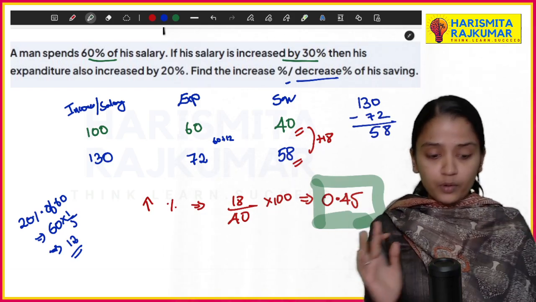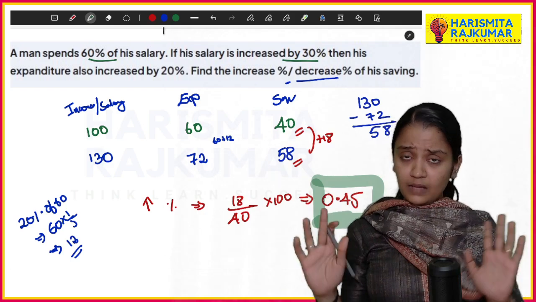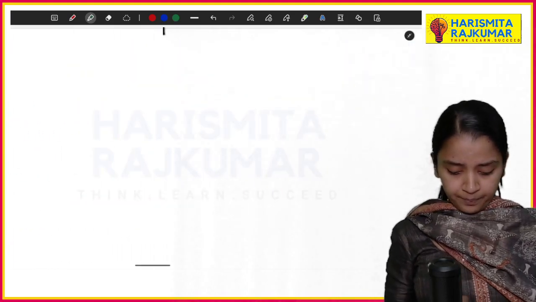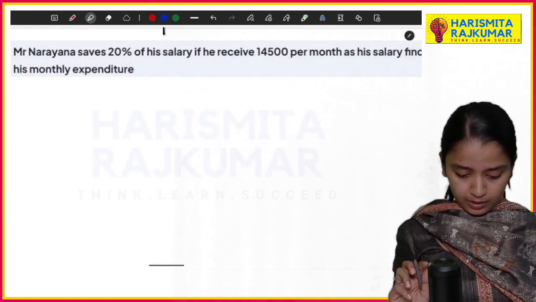I hope you understood it. And this is an MCQ question only. I've just taken the questions alone. Now let's go to the next one.